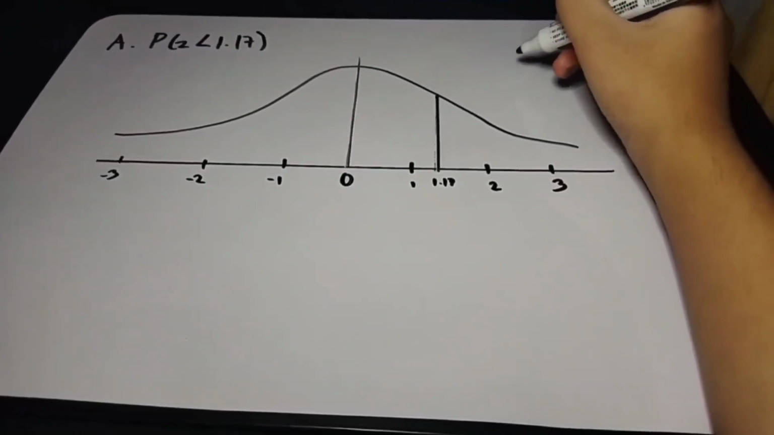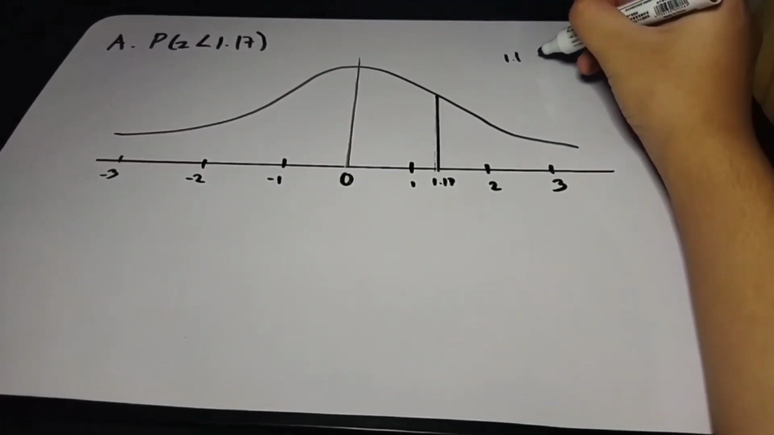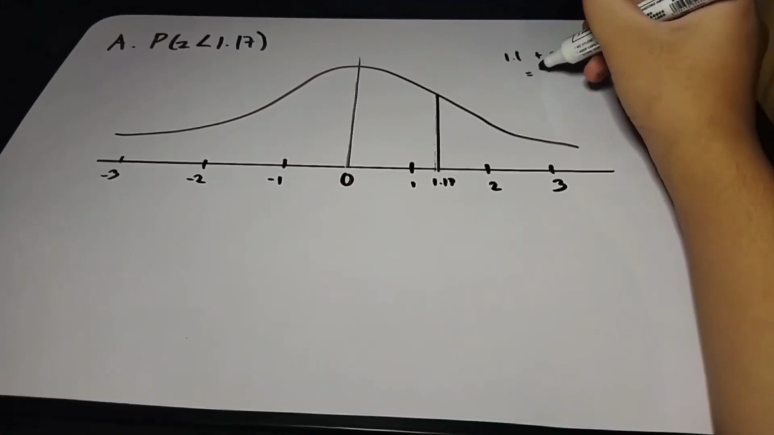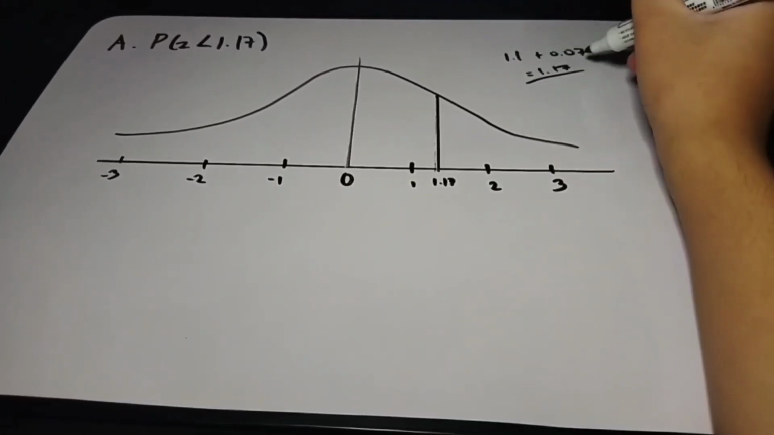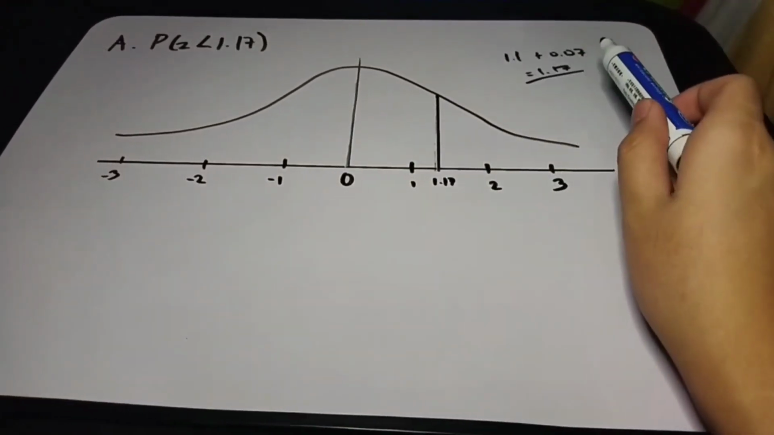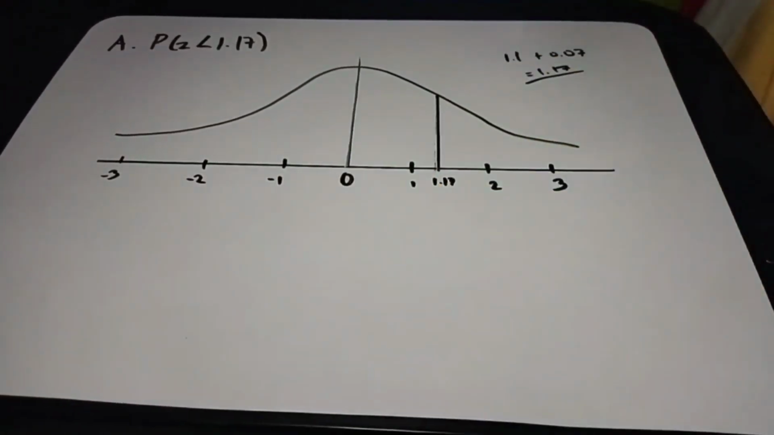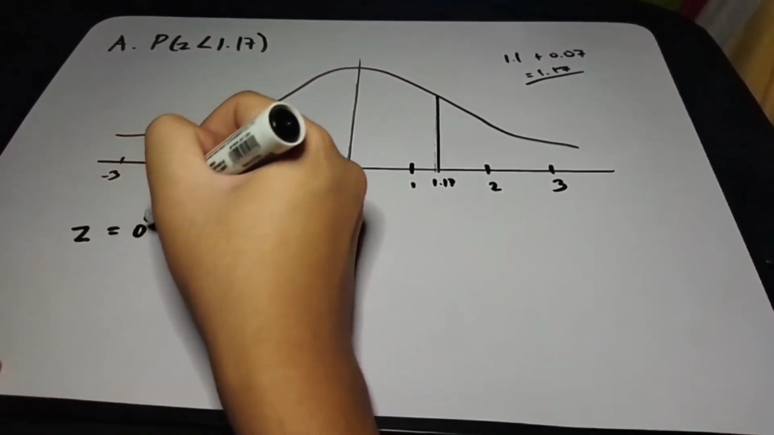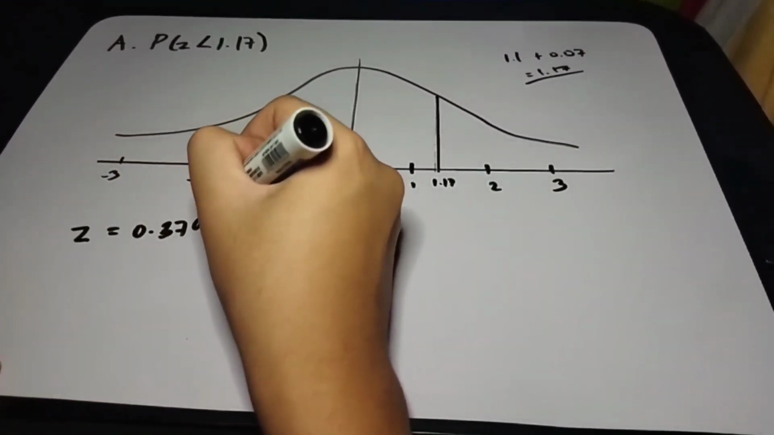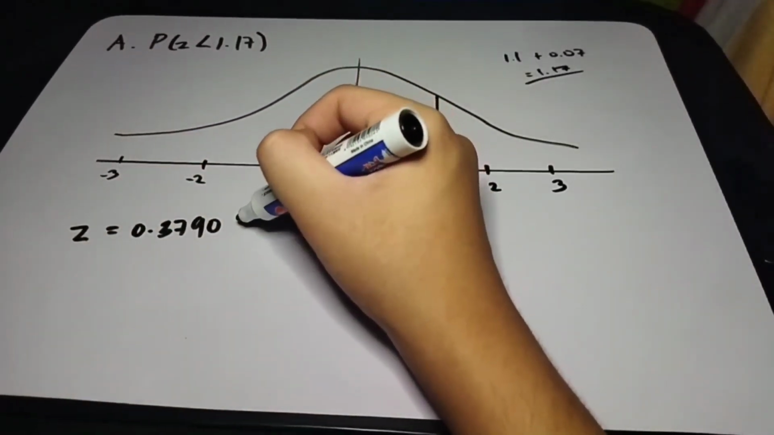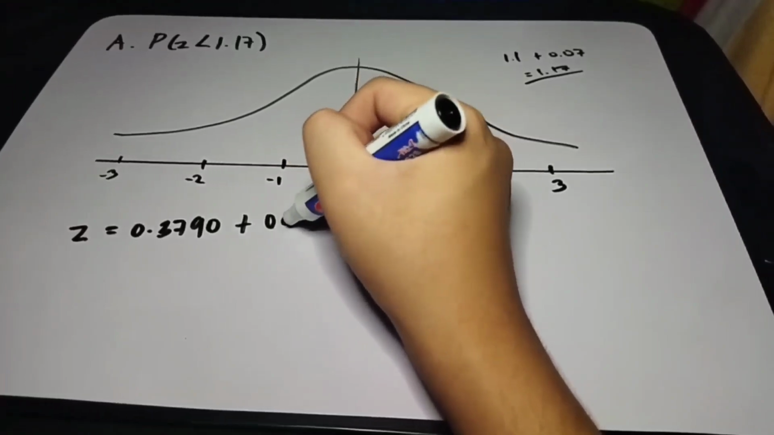To do that, we need to find the two values that sum up to 1.17. So that will be 1.1 and 0.07, that is equal to 1.17. Now we just need to find the value where these two values intersect. So that will be 0.3790. So now that we have the value of 1.17, we still need to add 0.5.